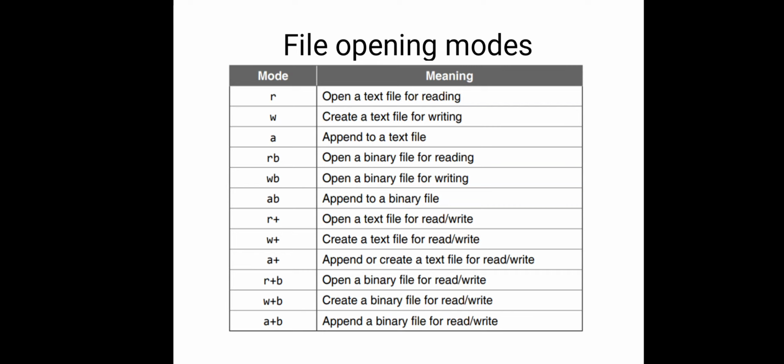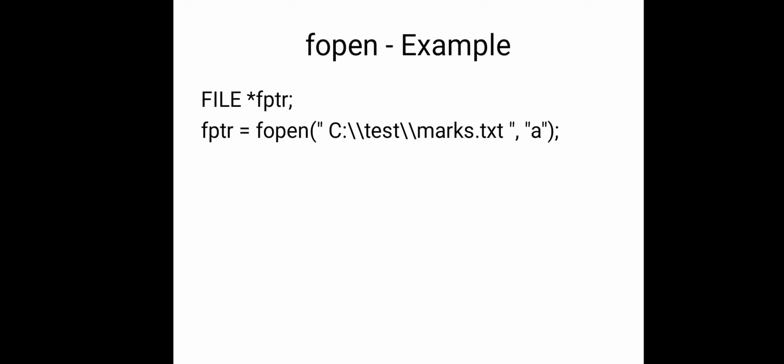And next are r+b, w+b and a+b. These are for opening a binary file for read and write, creating a binary file for read and write, and appending to a binary file for read and write.